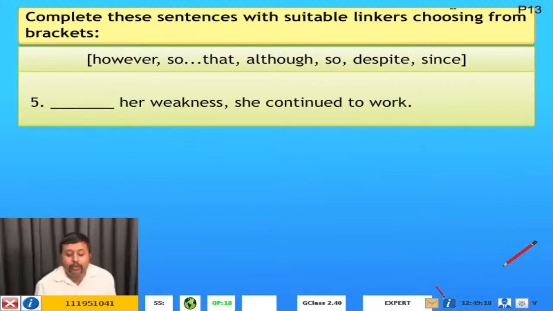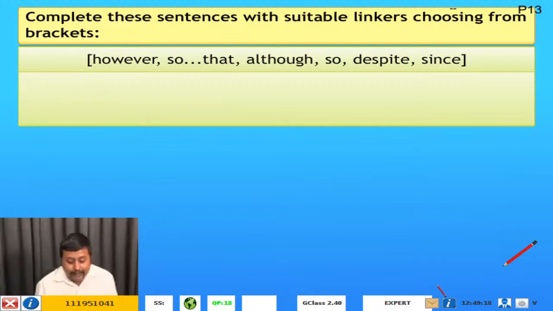Dash her weakness, she continued to work. So what would be the word? We have seen a sentence like this. Very good. It's despite. Despite her weakness, she continued to work. She kept on working despite her illness.